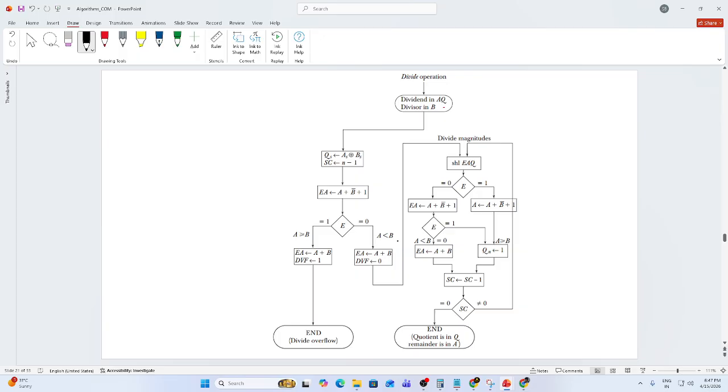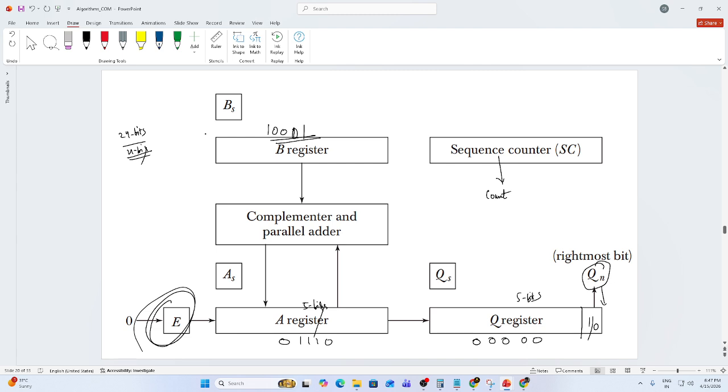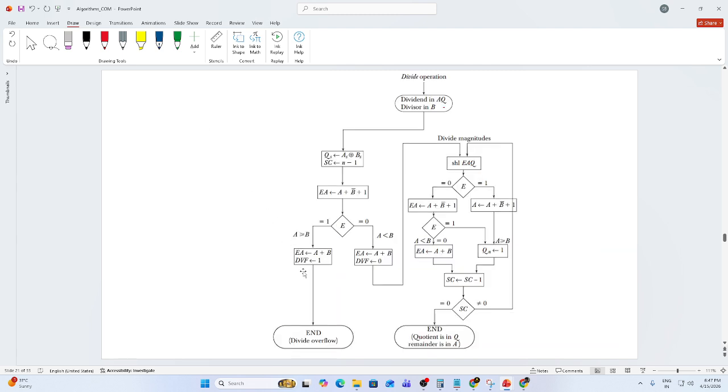So we can proceed with the algorithm, right? Here I have a provision to indicate an overflow. For indicating an overflow, I can have one bit called OVF. So I can set this bit if there is an overflow.